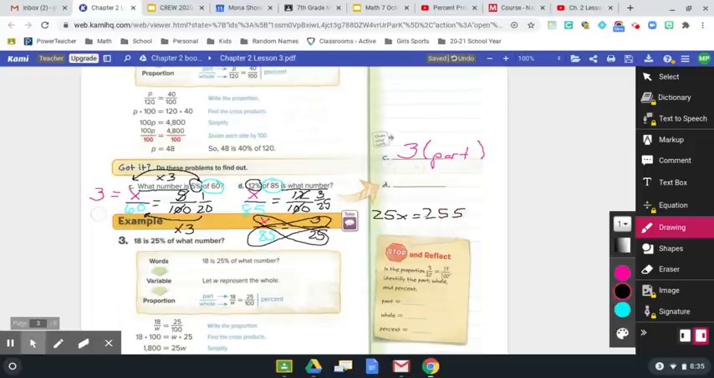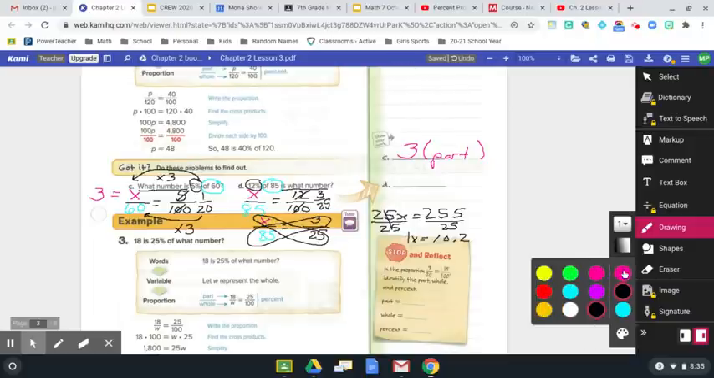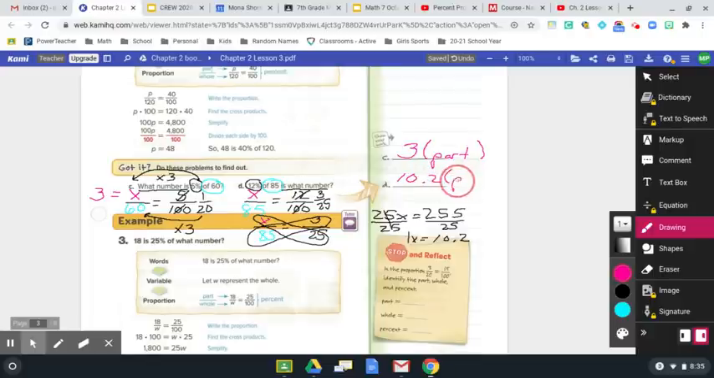And remember at this point from chapter 1, what we did is we solved for x. So we need to divide by 25, because remember we want this to be 1x equals. I'm going to divide by 25, and if I do, I'm going to get 10.2. And there's my missing part. So x is 10.2. What that's saying is 10.2 out of 85 is 12%. 10.2 is 12% of that value of 85.